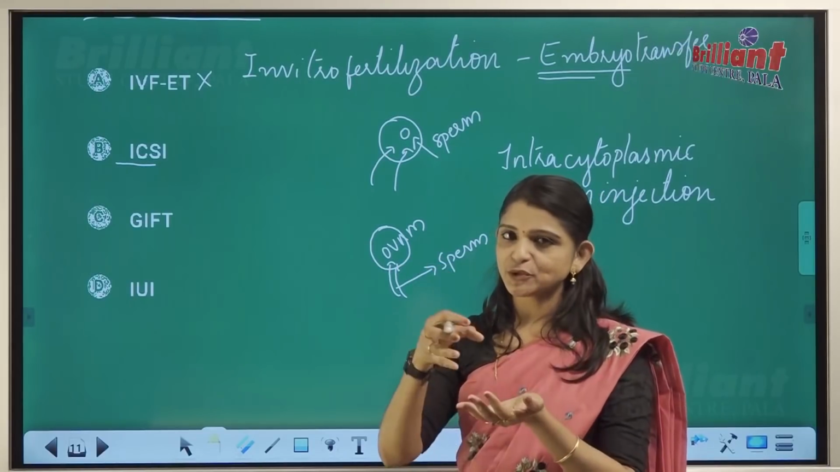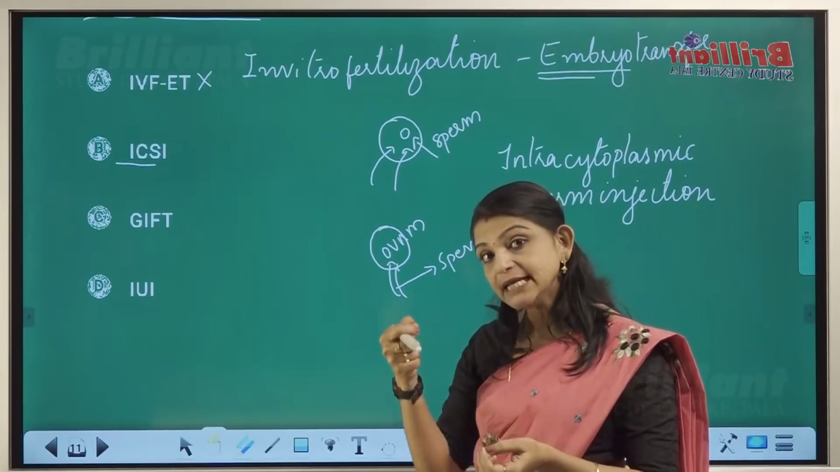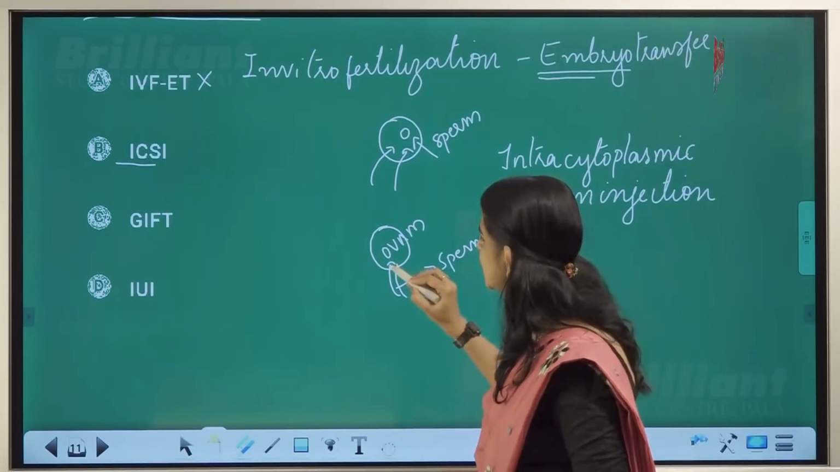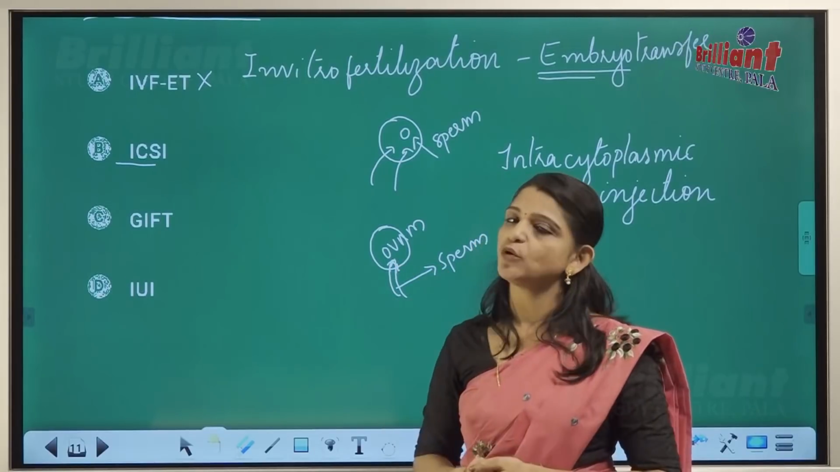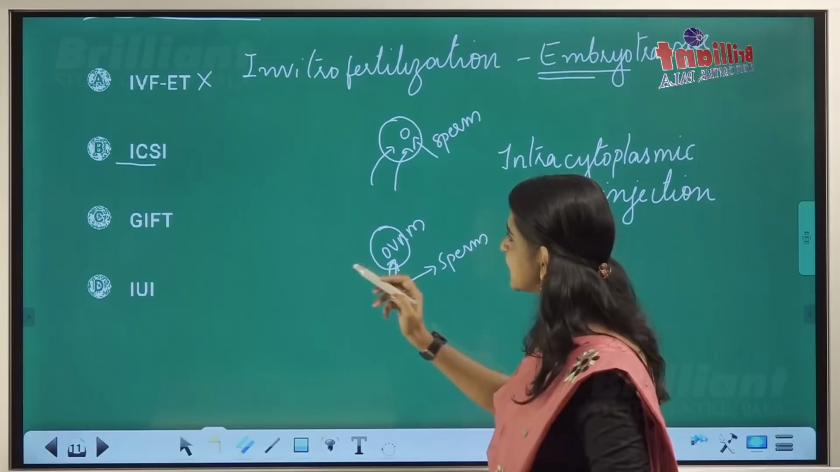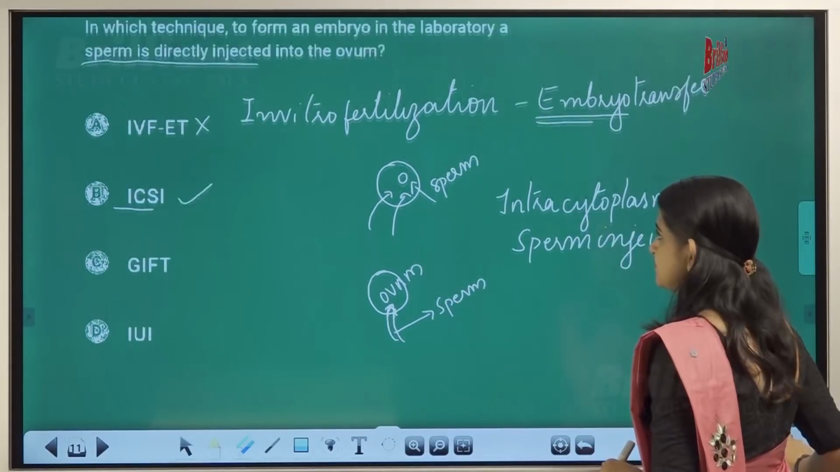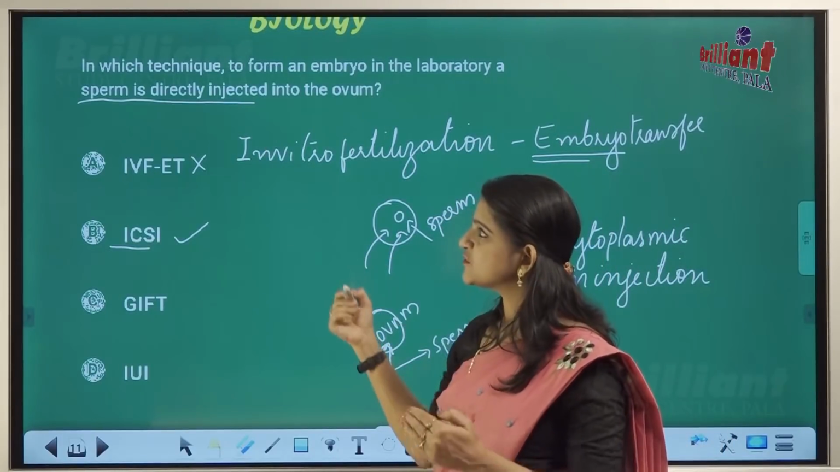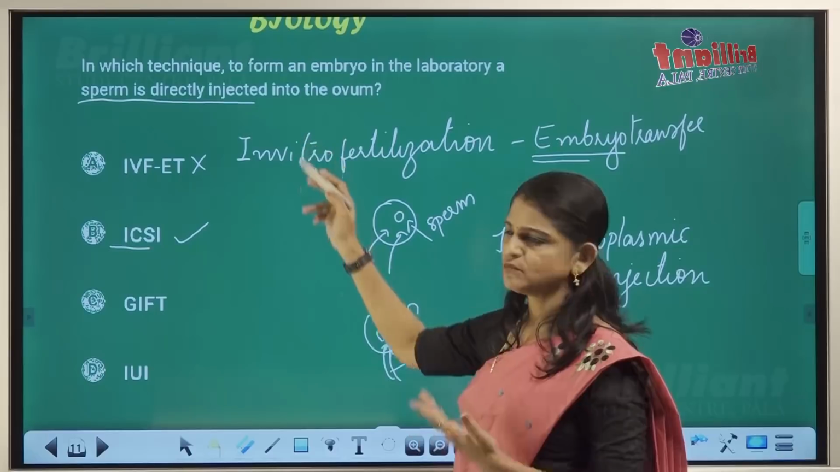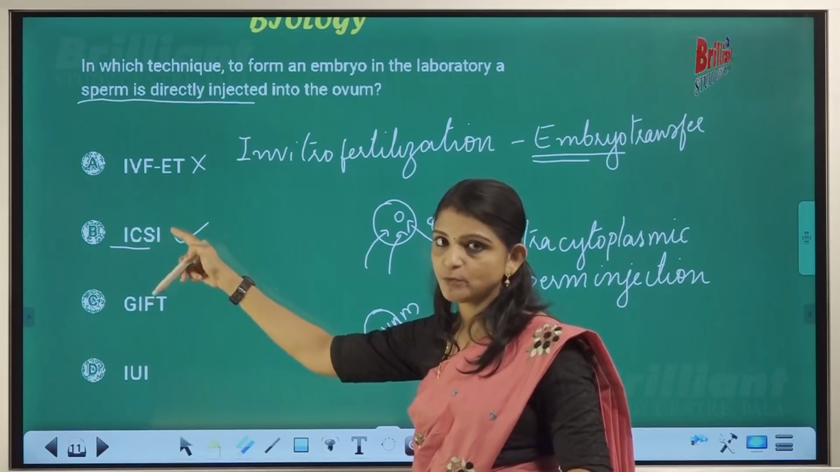Here we are not introducing sperm into the petri dish or somewhere else, we directly inject the sperm into the ova. So there is no need of interacting with the ovum membrane and all. That technique is called ICSI. So in the question they are asking about sperm directly injected into the ovum in the laboratory. Definitely that is intracytoplasmic sperm injection.